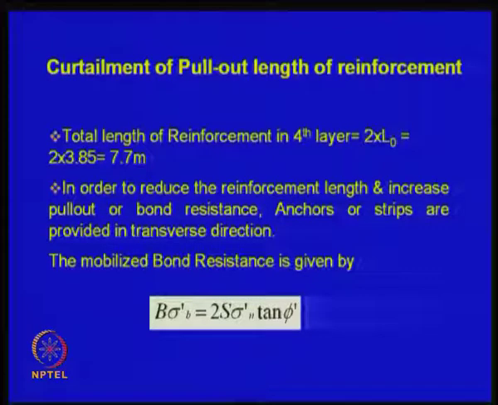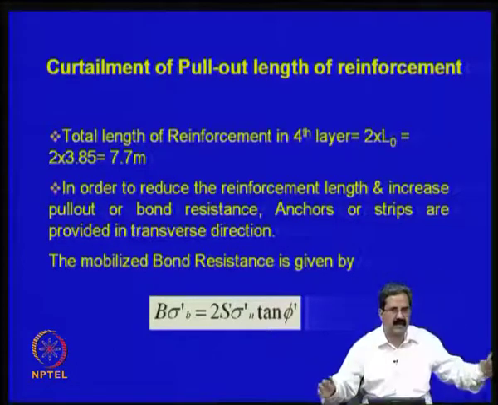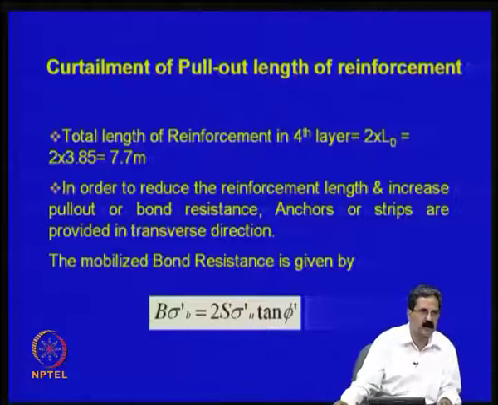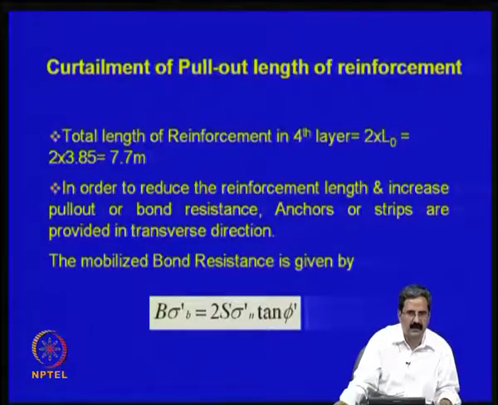And one thing you have seen is that the length requirement is somewhat higher here than in the previous case. As I said, 2 L naught will be the length required, and it is about 7.7 meters for a 1 meter footing. The next neighbor may just shout against me. He will not be happy: why are you having reinforcement into my house? So, then we need to curtail this.